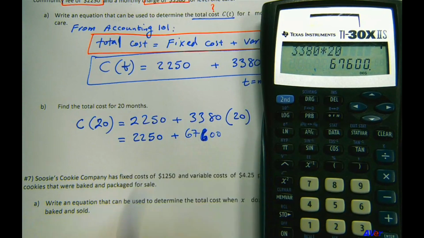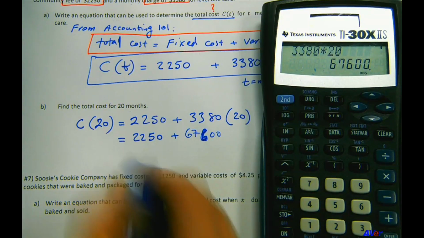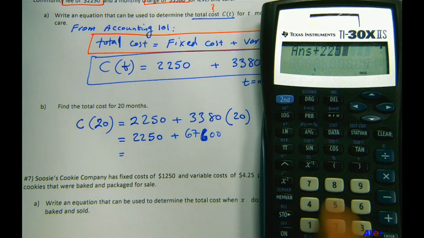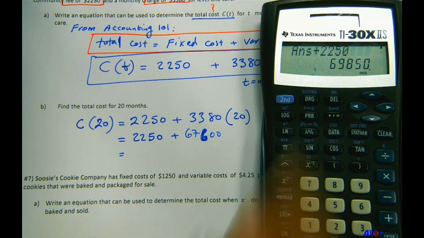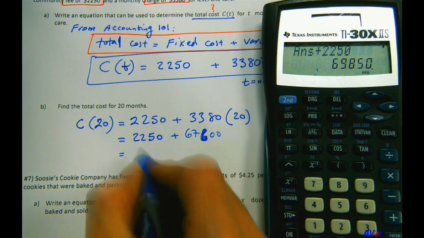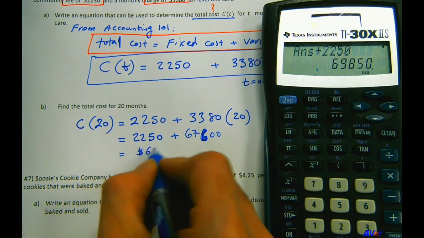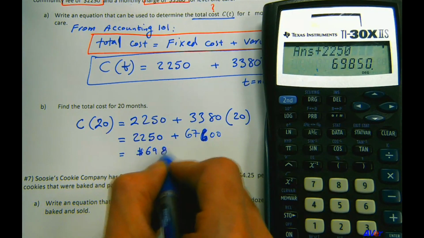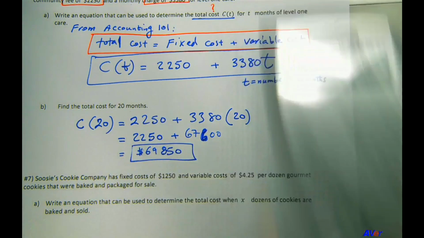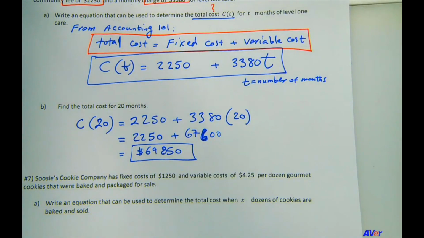All right. So adding that to 2,250, we have $69,850. That's the total cost.